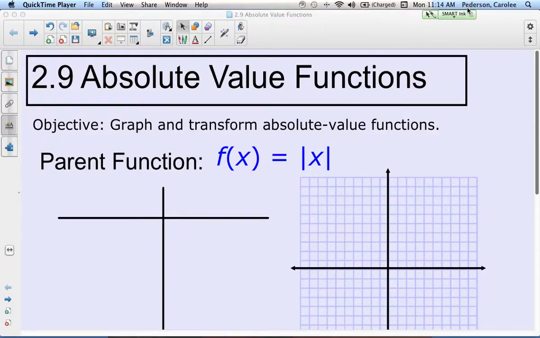What we're going to do in this video is graph the parent function for the absolute value. So f of x equals the absolute value of x. So we want to find some ordered pairs. So we're going to evaluate this function.